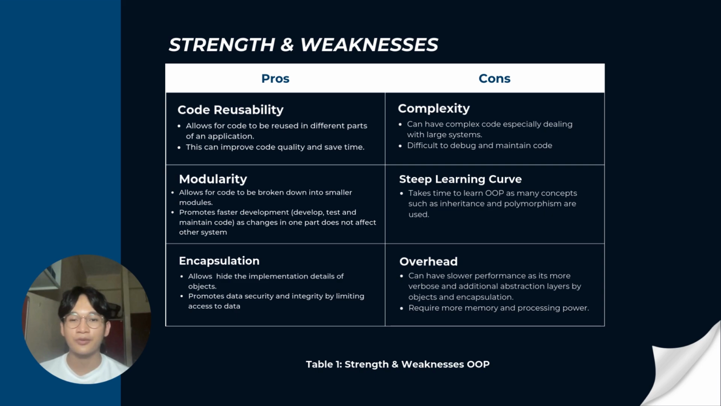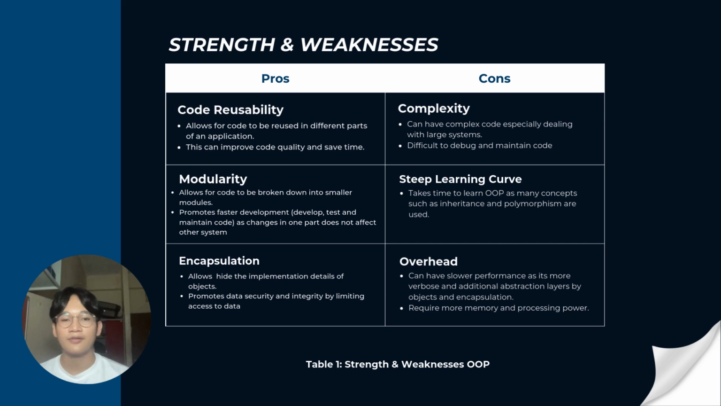The second pro is modularity. Modularity allows for code to be broken down into smaller and manageable pieces. This promotes faster development, and changes in one part do not affect other systems. The third and final pro is that it allows hiding the implementation details of an object. This promotes data security and integrity by limiting access to data.